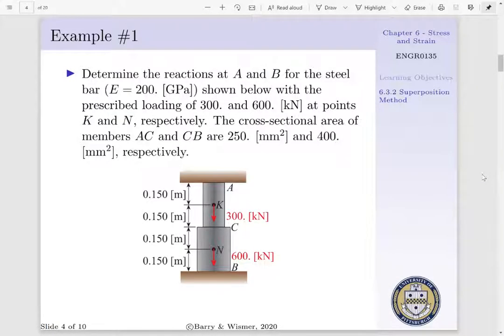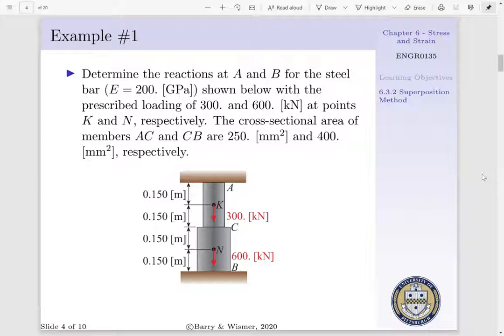Let us look at an example of this. Say we want to determine the reactionary forces at A and B for a steel bar as shown below. The modulus of elasticity is taken as 200 gigapascal. And we have 300 kilonewtons applied at point K and 600 kilonewtons applied at point N.